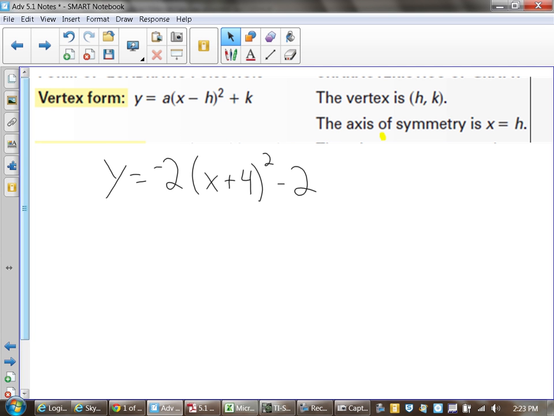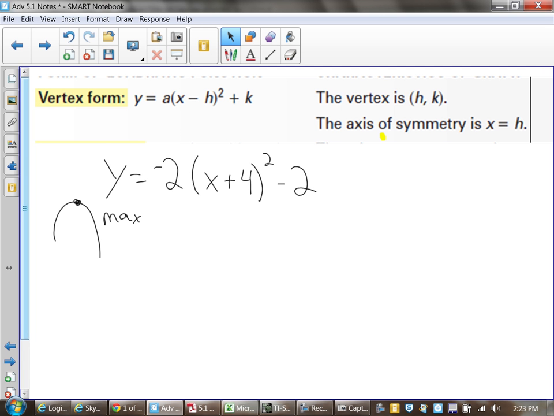In this case, just by looking at this, we know if this is going to be opening upward or downward. It's going to open downward. I know right away, since my A value is negative, it's going to be opening down, so my vertex is going to be a maximum. I also can identify my center. Is it 4, -2, or -4, +2, or is it -4 and -2? I would say it's -4, -2.